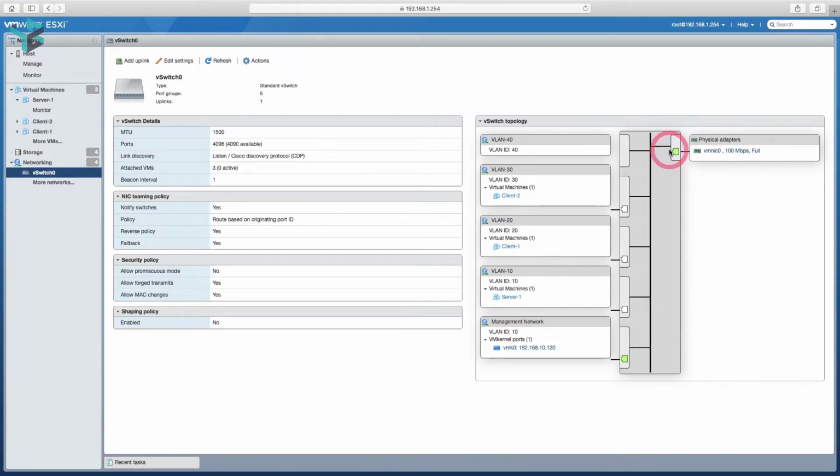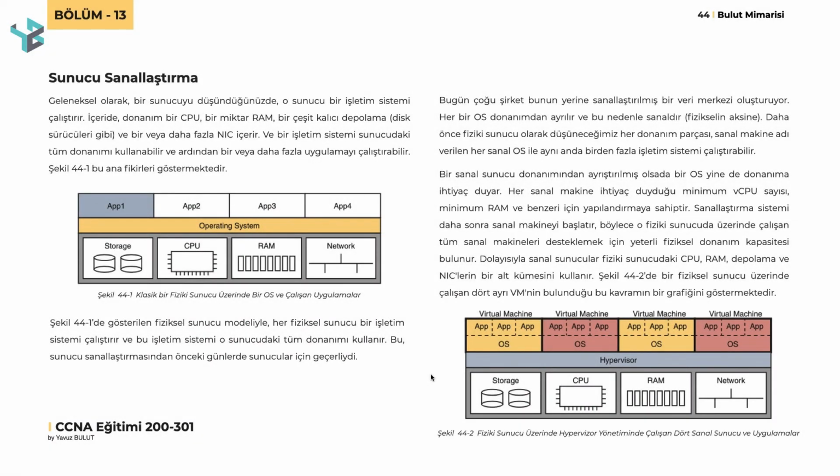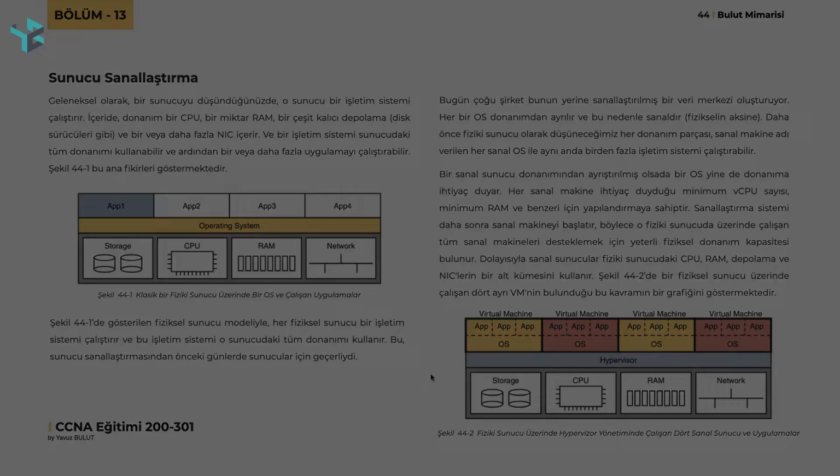Now let's go back to our slide and continue with our topics. As we mentioned in the ESXi hypervisor interface, we can now use more than one server on a physical server by installing virtualization platforms on our physical servers in data centers and installing operating systems on these virtualization software. In this way, we virtualize our servers and use hardware resources more efficiently.